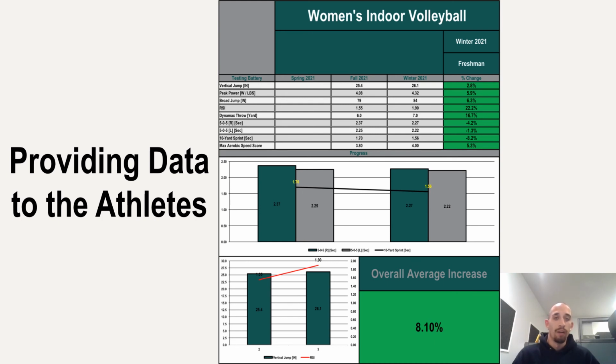But with force plates, hey, we can show them, hey, your RSI got better, your peak power got better, your vert got better. And then we can also use other tests. So, hey, you can produce force this fast.